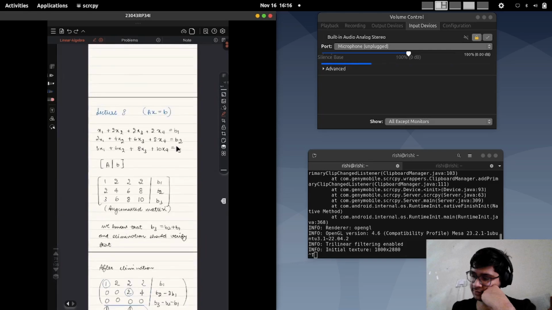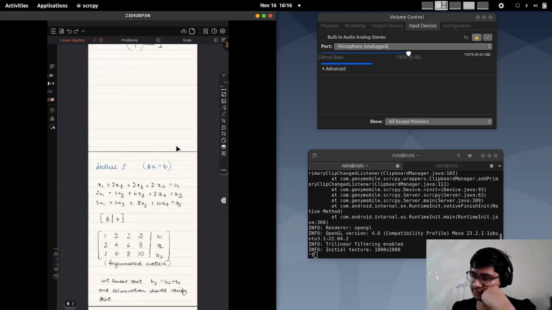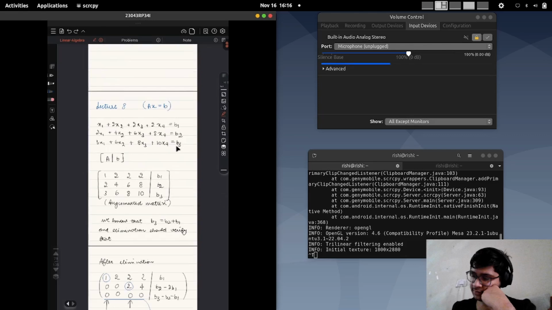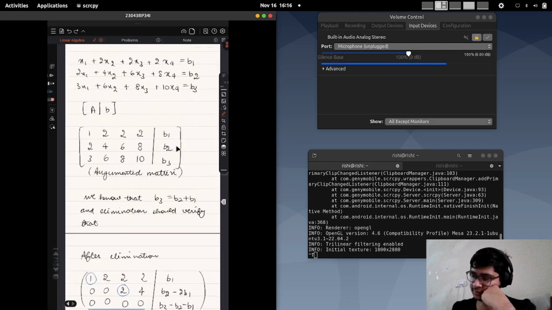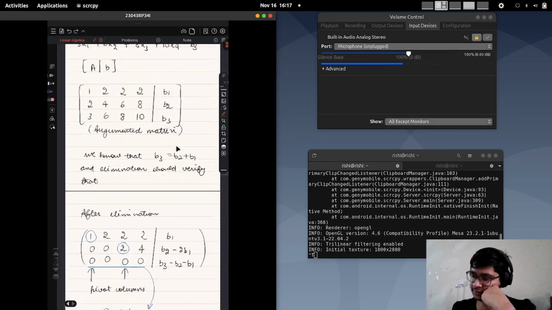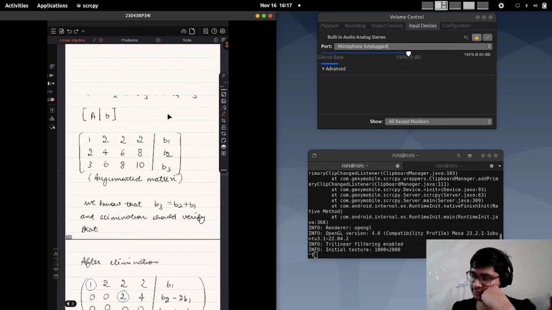So I guess we were calculating null spaces till now. Now we'll be calculating Ax equal to b using the same methodology. So we have some sort of linear equations. We have this augmented matrix here, built from this. We know that b3 equals b2 plus b1. We can see this. Why?